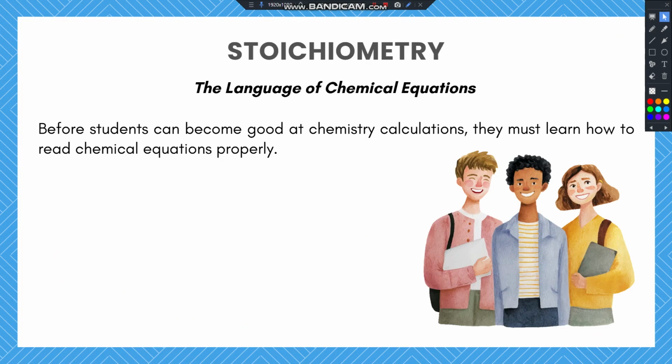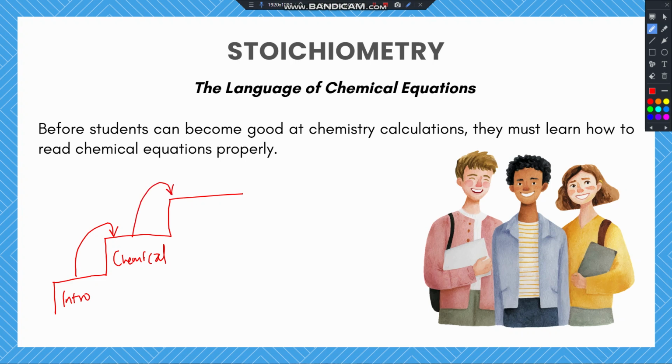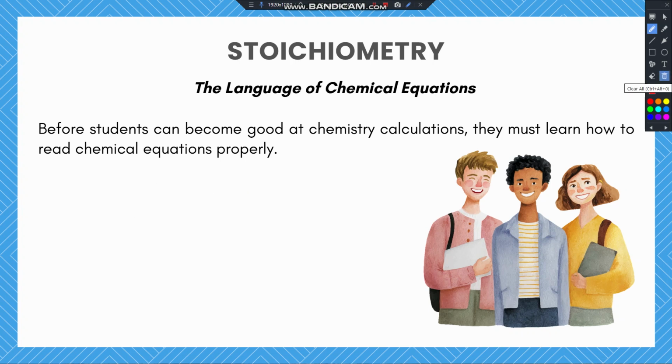First things first, before students can become good at chemistry calculations, you must learn how to read chemical equations properly. You see, becoming good at chemistry calculations is like climbing a set of stairs. You need to take it one step at a time. So we've taken the introduction. Now we want to look at chemical equations and how to read them like a sentence before we move into the concepts of calculations. You see how we're taking it one step at a time, and very soon you're going to be at the top where you know how to read stoichiometry like the back of your palm.